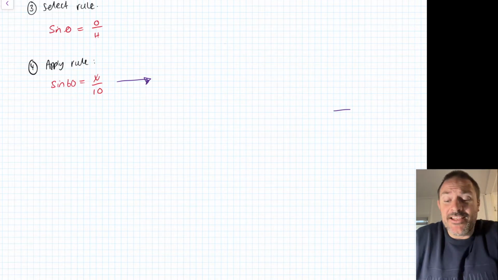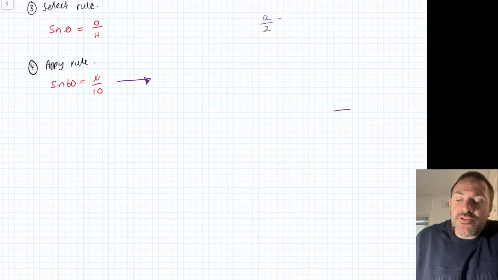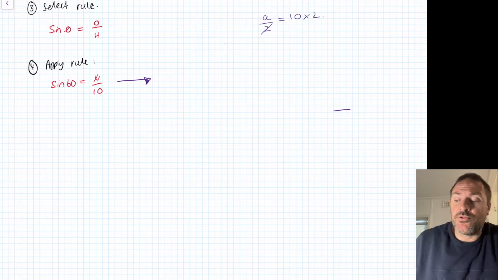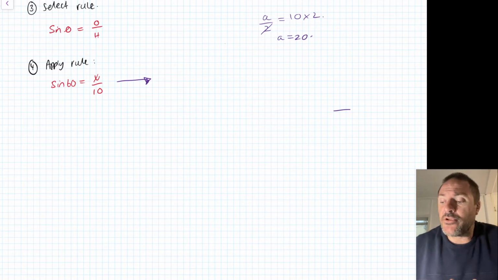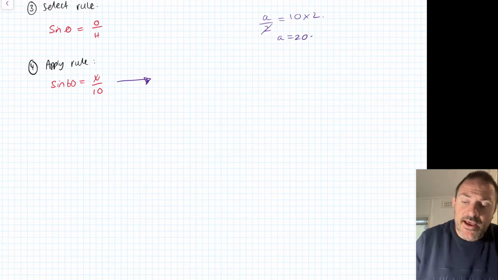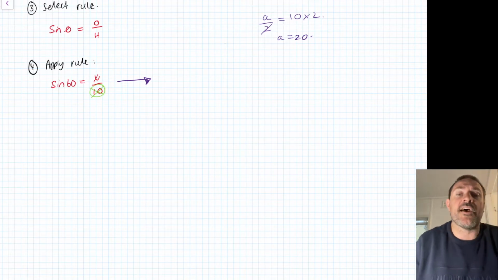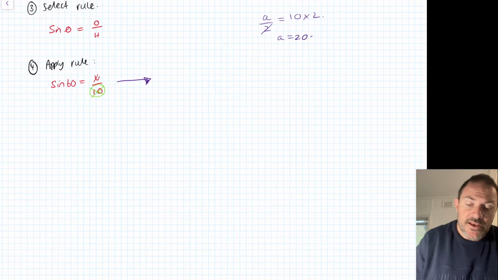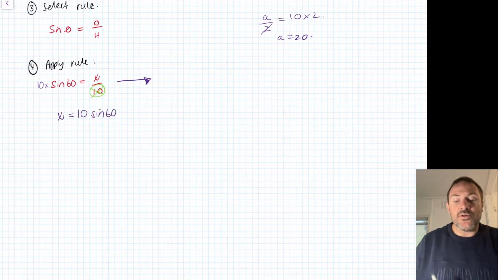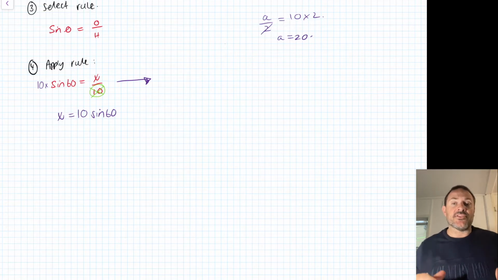Hopefully you might think about this as just a normal algebraic equation. What if you had a over 2 equals 10? How would you solve that equation? You would just times by 2, and say a equals 20. It's the exact same thing here. There's no difference except that you have some slightly harder numbers. You have this divided by 10. I want to get rid of that. The opposite is times by 10. So I take it to the left-hand side and times it. So x equals 10 times sine 60, or simply x equals 10 sine 60. It doesn't really matter if you have the times in there.